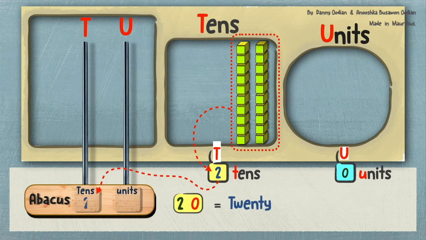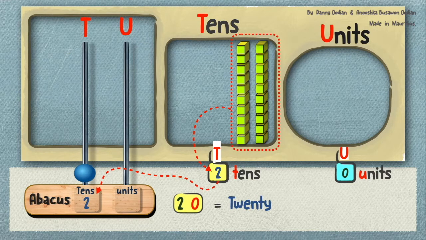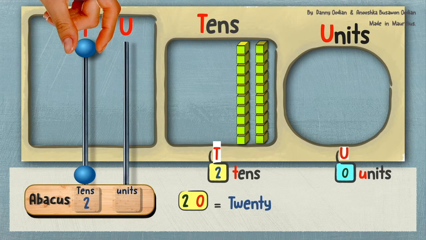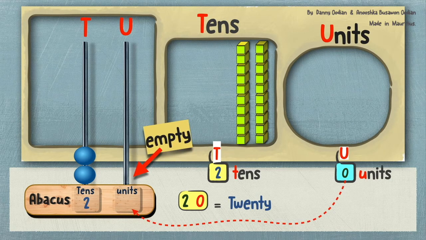Since one blue bead represents 1 ten, I will slide 2 beads on the rod representing tens. 1, 2. Notice the rod representing unit is empty, so we write 0 under it.